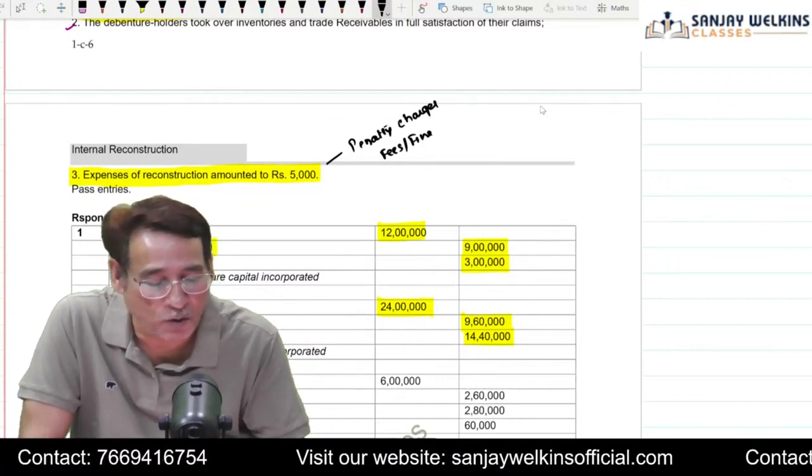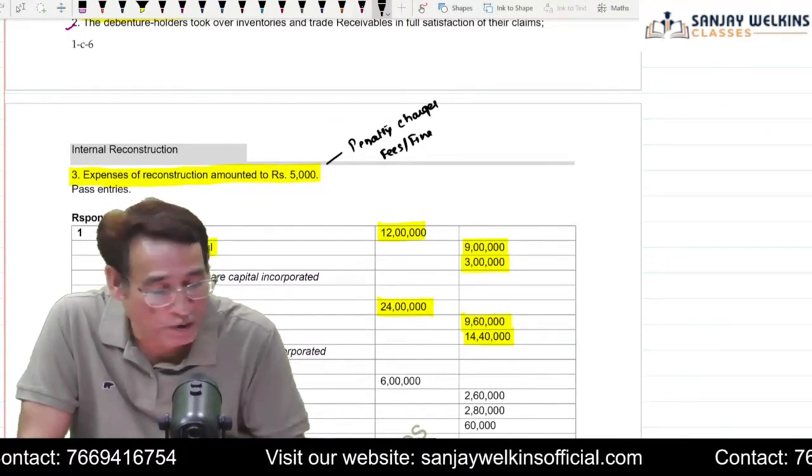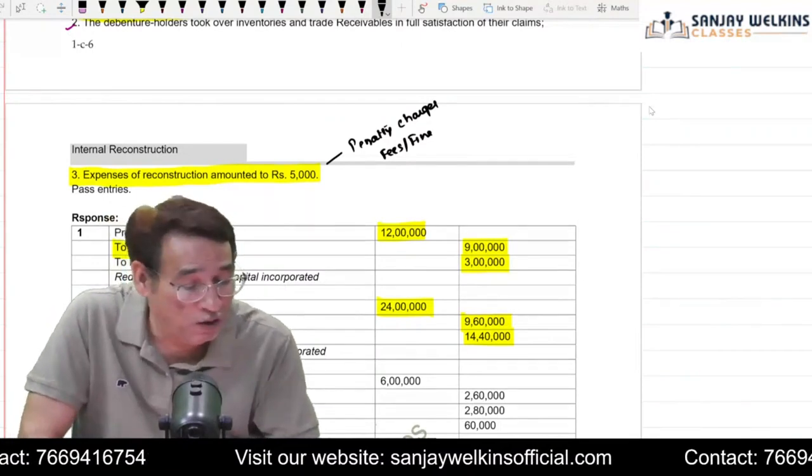Anyway, expenses of reconstruction, I hope Upendra Rajpur actually gave the answer, reconstruction account debit to cash account. You are absolutely right. But let me explain it for those actually who want to understand it.